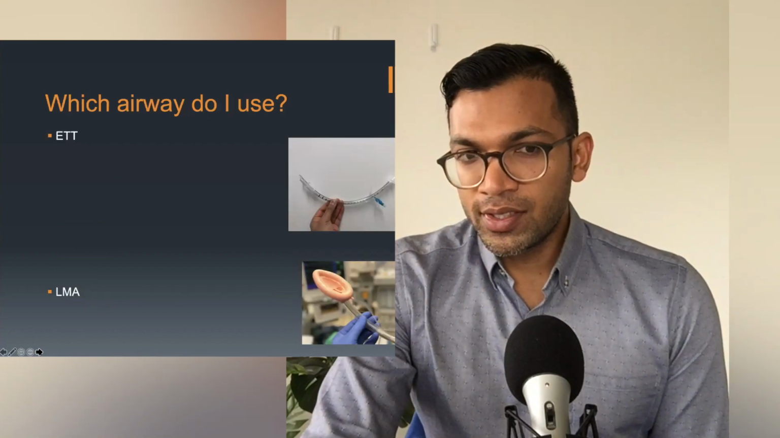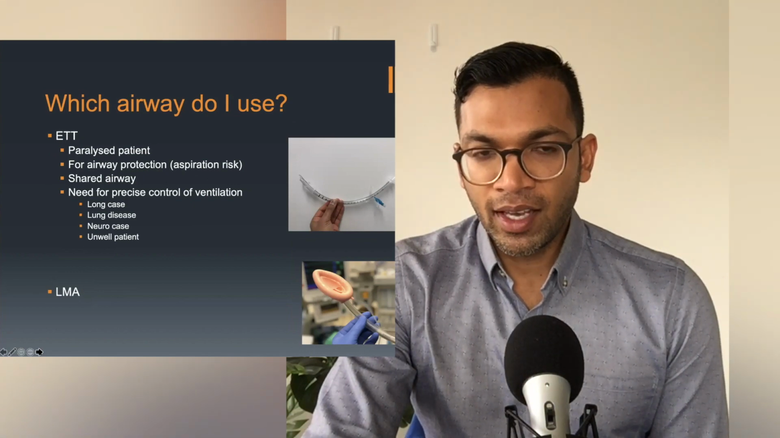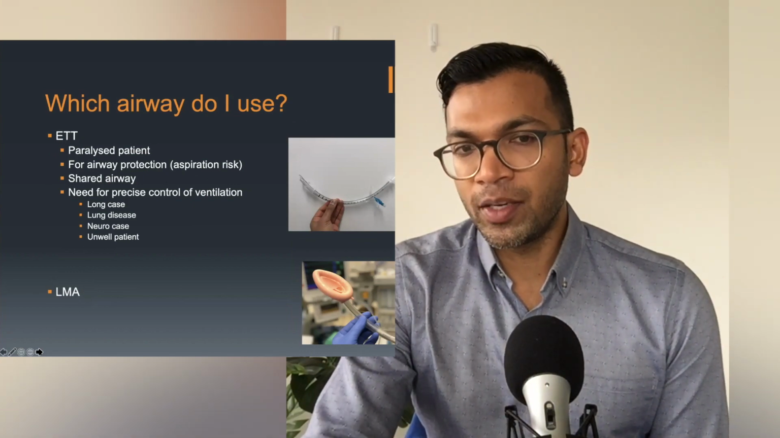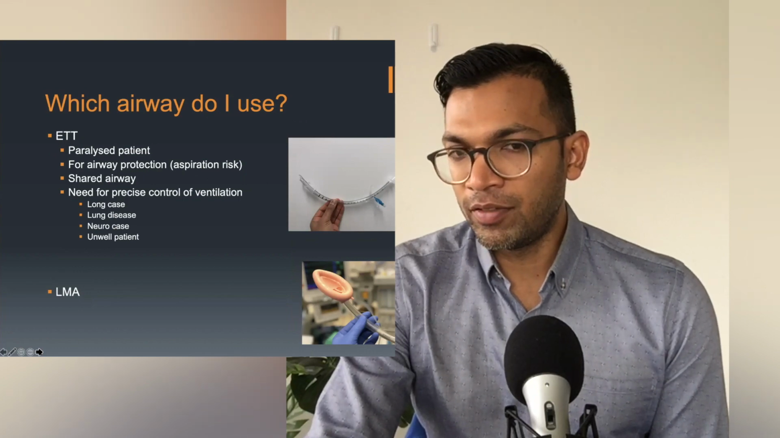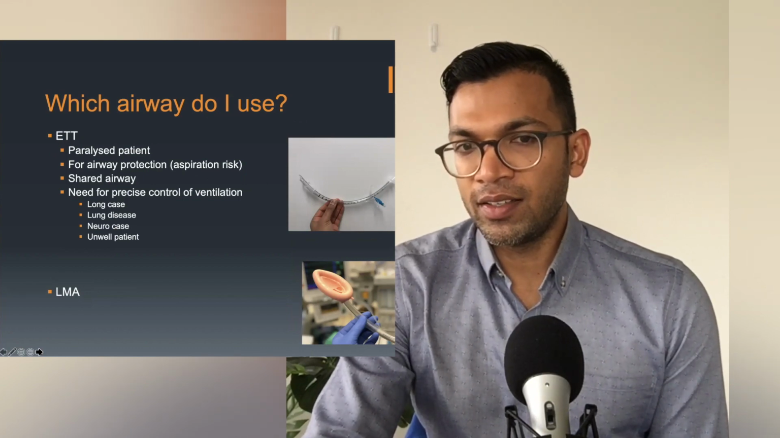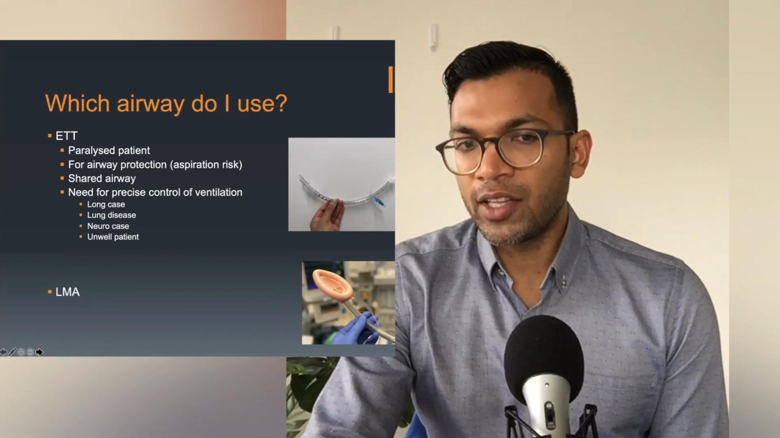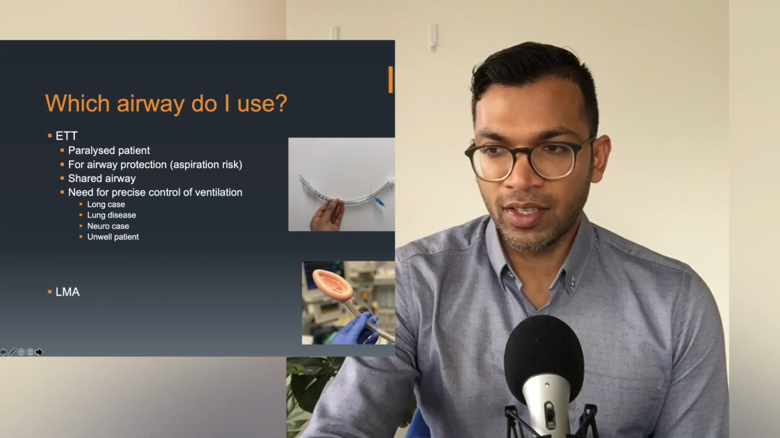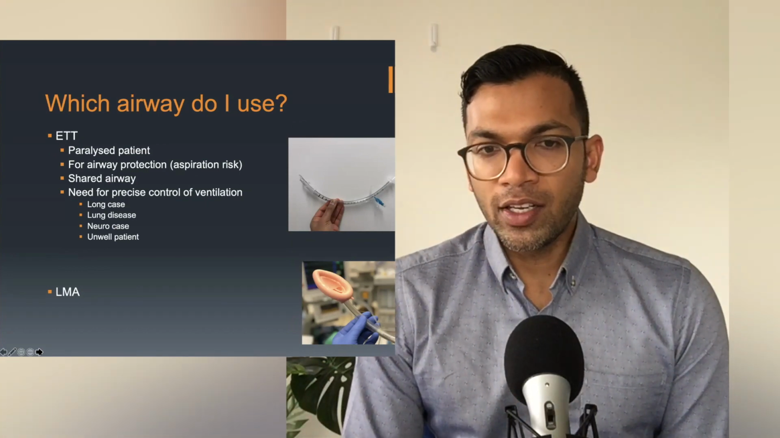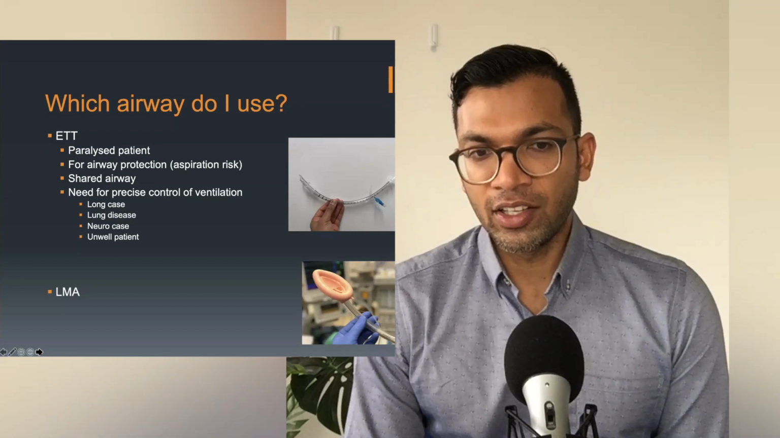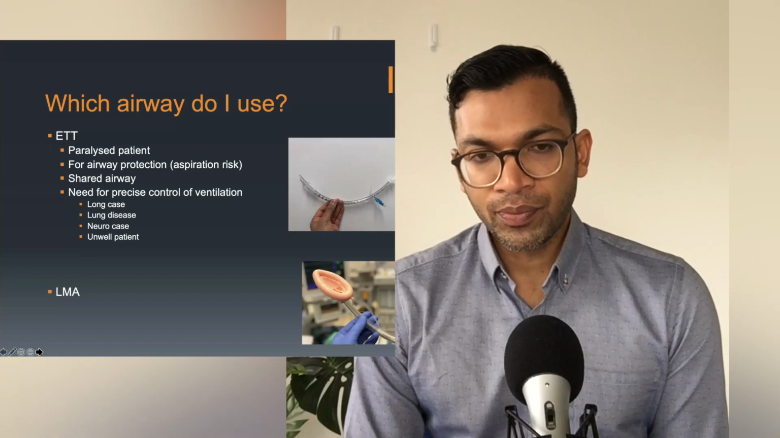The airway I use really is, my choices are ETT or LMA. And so an endotracheal tube is often in a paralyzed patient, but the reasons are slightly different. They only overlap in a very small area, which is if I need airway protection, I'll paralyze to put a tube down. But the other reasons are shared airway. So imagine that operation where the surgeon's in amongst the airway, the vocal cords, or I need really precise control of ventilation. Again, a long case, lung disease, neuro cases, or very unwell patients.